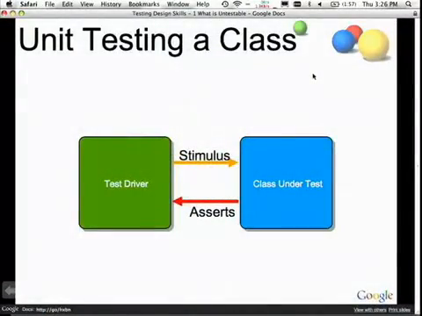I'm going to skip over this, and I'm going to come down to here. So, unit testing. We decided in here that unit testing is a good idea.